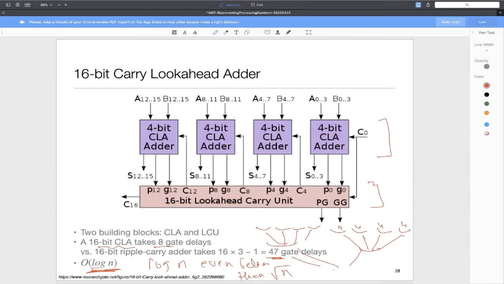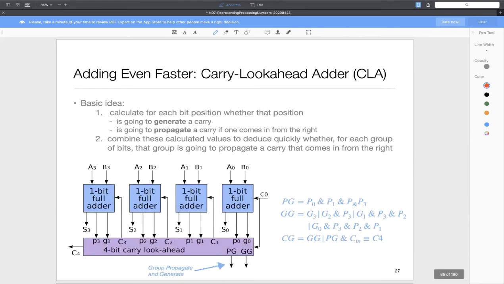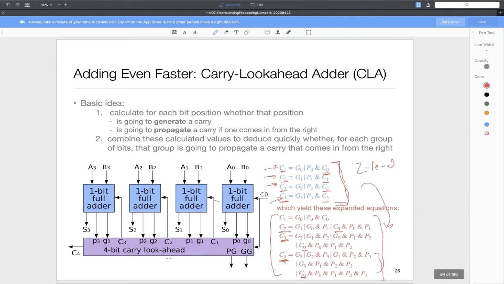Professor? Mm-hmm. I get how you calculate each 4-bit carry look ahead adder, like the blue section, but then what's going on in the purple section? Can you explain that again?